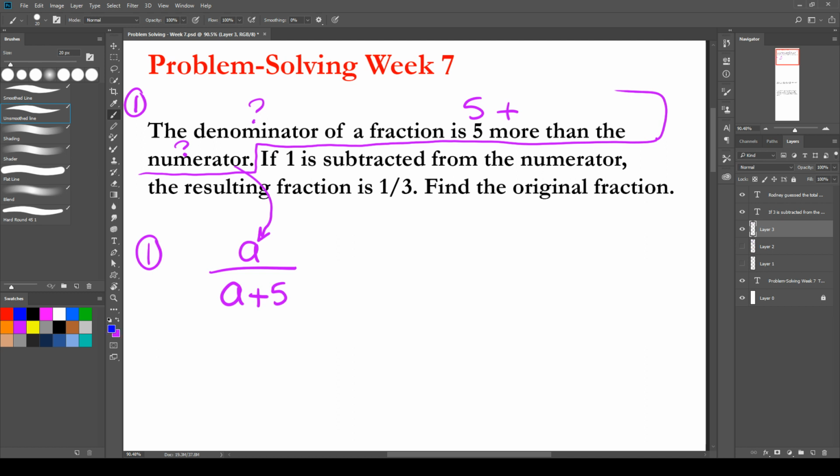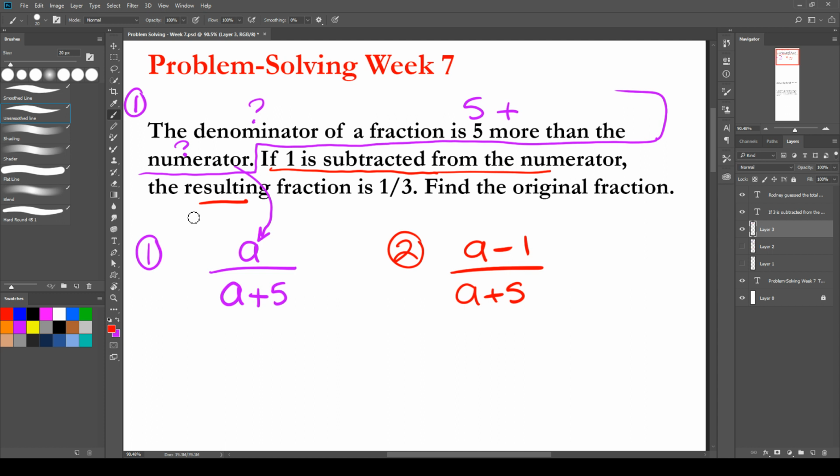And then if I go to the next statement here, if 1 is subtracted from the numerator, this is my second sentence. If 1 is subtracted means to take away. So if 1 is taken away from the numerator, so my numerator was A, if I take away 1 from it, and then they don't mention anything else has changed, so I'll copy the rest of it as it was. The result fraction is 1/3.